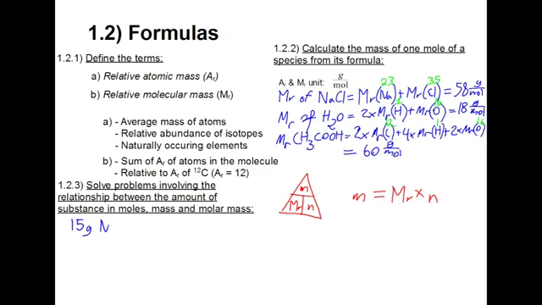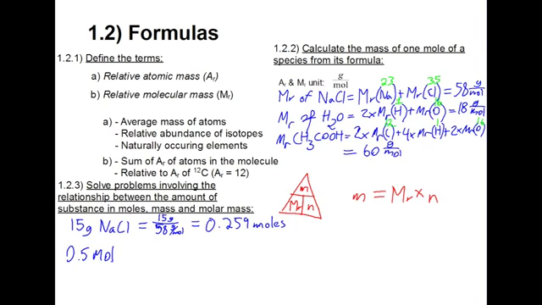Okay, so the first example is if you have 15 grams of sodium chloride, and you want to find the number of moles. You take the mass and divide it by the molar mass, which is 58, and you'll get 0.259 moles. So 15 grams of sodium chloride is 0.259 moles.